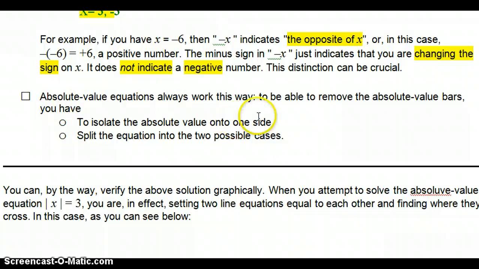Absolute value equations always work this way. To be able to remove the absolute value bars, you have to isolate the absolute value onto one side and then split the equation into two possible cases.